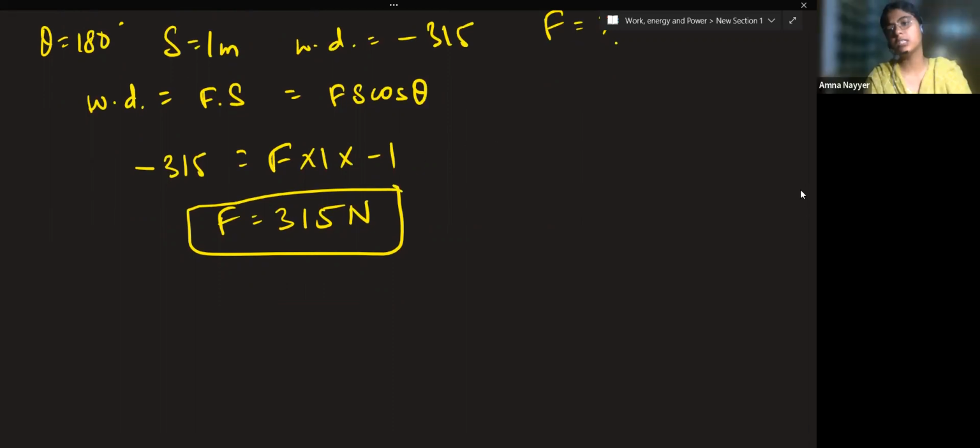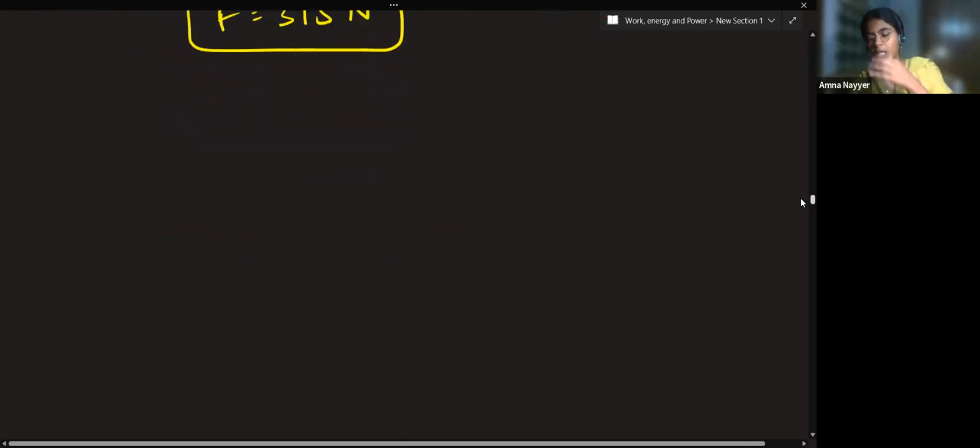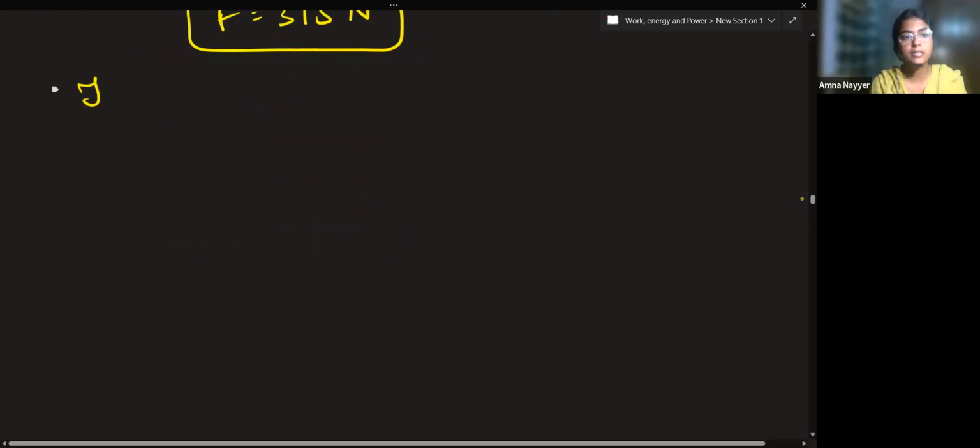Now see, this was about kinetic energy. Now the next topic that you have is potential energy. But before potential energy, one thing that is required is types of work done. This was left, types of work done.